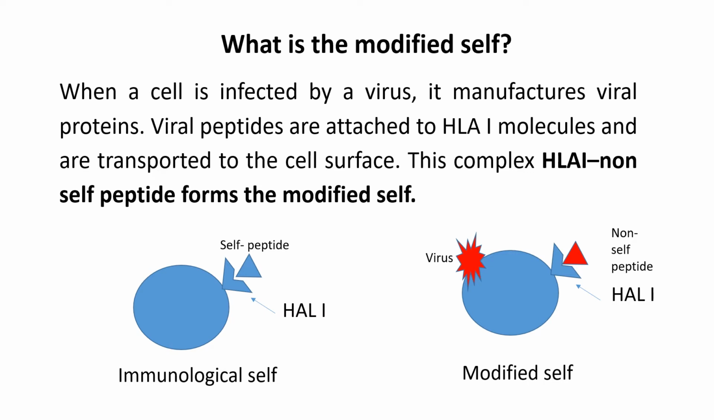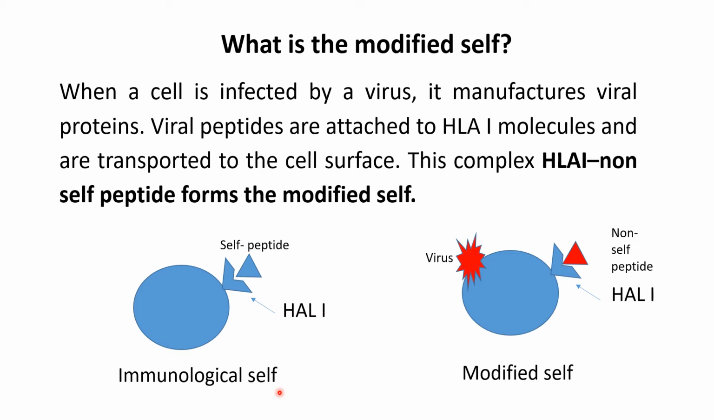What is the modified self? Before explaining what the modified self is, let's remember together what the immunological self is. It's when a healthy normal cell displays on its surface HLA class 1 with a self-peptide or a self-protein. Of course, this complex HLA class 1 self-peptide, known as immunological self, is tolerated and accepted by the immune system.